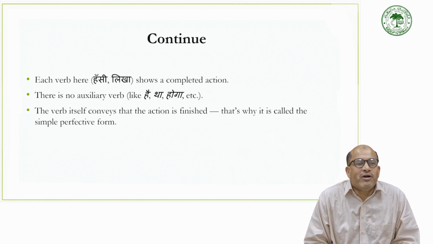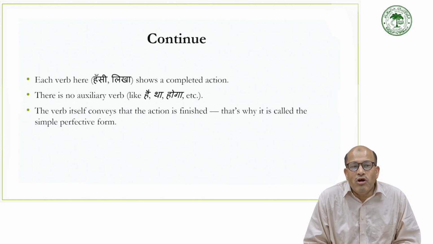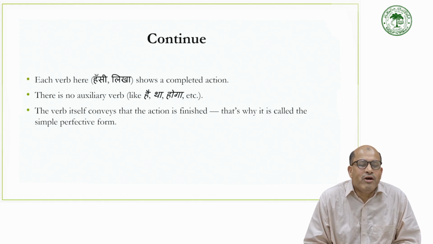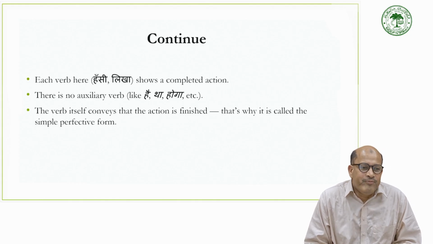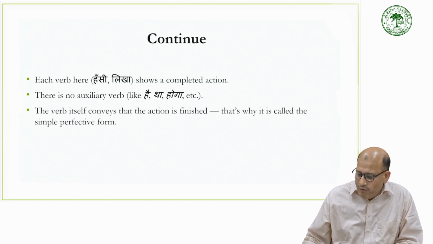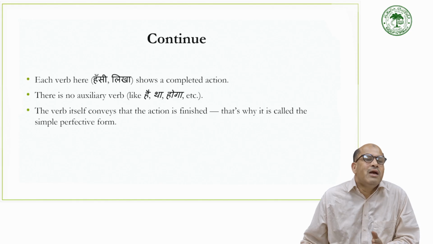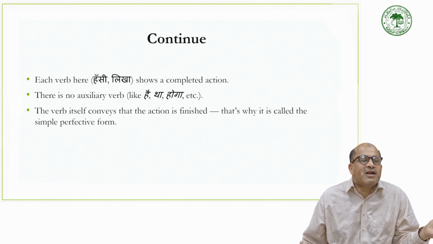If you look at each verb here, hasi or likha shows a completed action. There is no auxiliary verb like hai or tha or hoga here in itself. It's already indicating a completed action. The verb itself conveys that the action is finished. That's why it is called the simple perfective verb. Perfective verb is already perfect. The work has been perfectly completed.